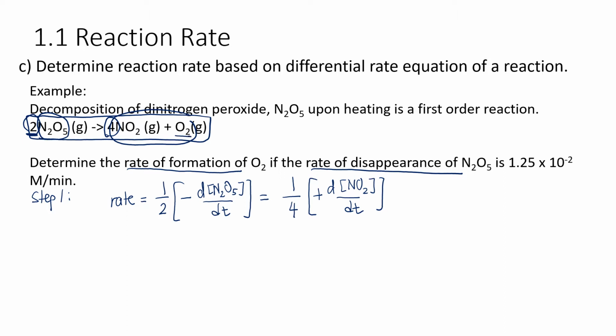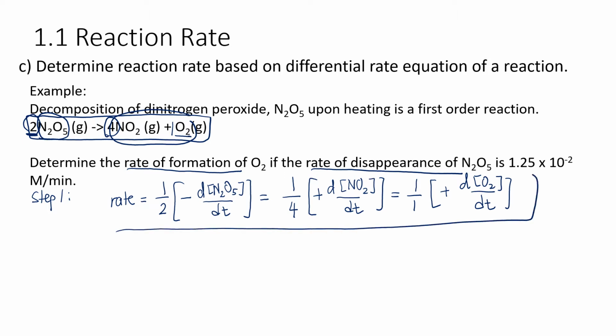And for oxygen, again, it is the product. So therefore, it will be formed as the reactions proceed. Therefore, when we write the expression, we must have the positive sign in front. So change in concentrations of oxygen with time. And for oxygen, 1 mole of it is being produced. Therefore, in the differential rate equation, we write it as 1/1. So this is step number 1. We write out the differential rate equation expression based on the balanced chemical equation.